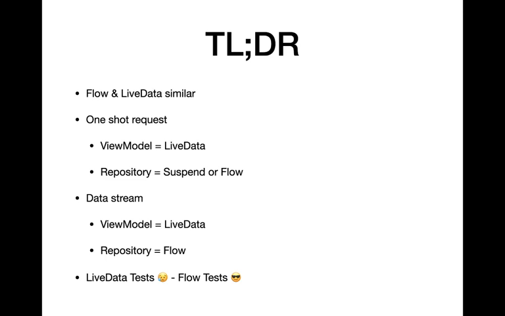As a TLDR, flow and live data are very similar, but not the same. But you can safely replace your live data with state flow. If you're making a one-shot request and using coroutines, you might prefer using suspend functions or flow in your repository. And if you're already using live data, you can use it inside your vModel. But if you're getting a data stream from your server, you might prefer using flow instead of suspend functions in your repository.